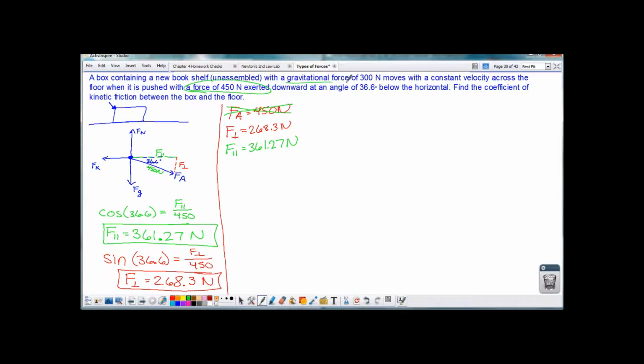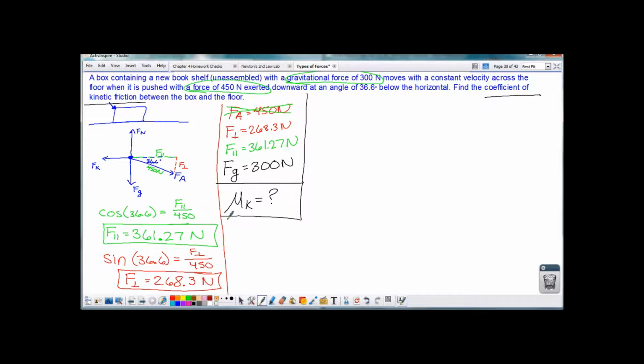But I also up here was told the gravitational force. So I'm going to write that one down. So the gravitational force is equal to 300 newtons. So now I've got all my givens. What am I trying to find? Find the coefficient of kinetic friction. So I'm trying to find mu sub k, the coefficient of kinetic friction.